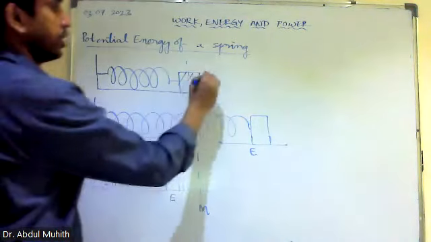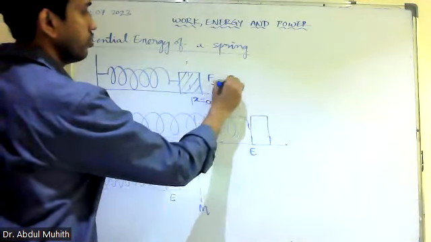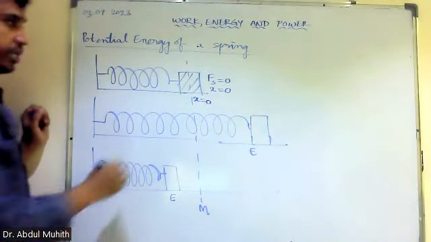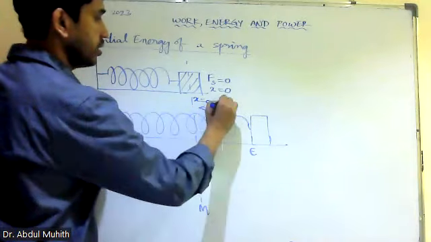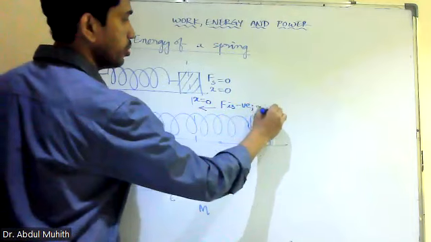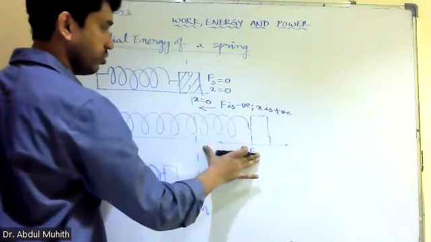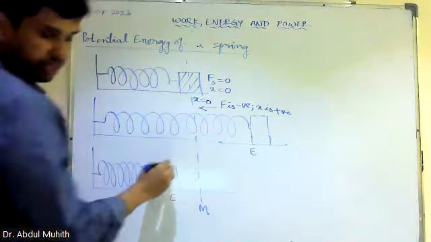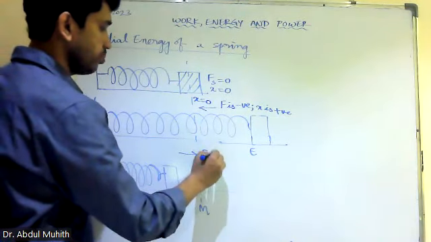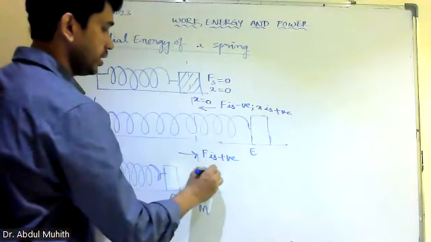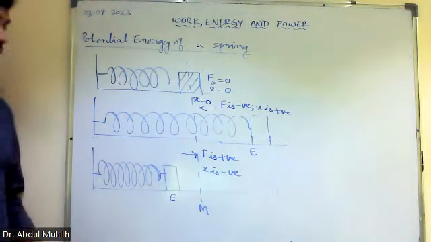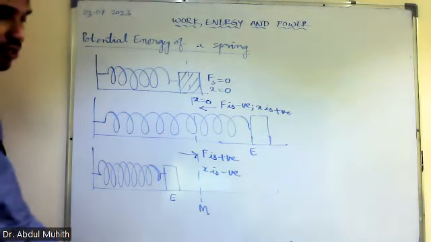Now what happens? If Fs equals 0, x equals 0. Next, F is negative and x is positive. See, displacement is positive and force is negative. In this case, Fs is positive and x is negative. Understood? See, there are 3 cases: the normal situation, and when it is stretched or compressed.